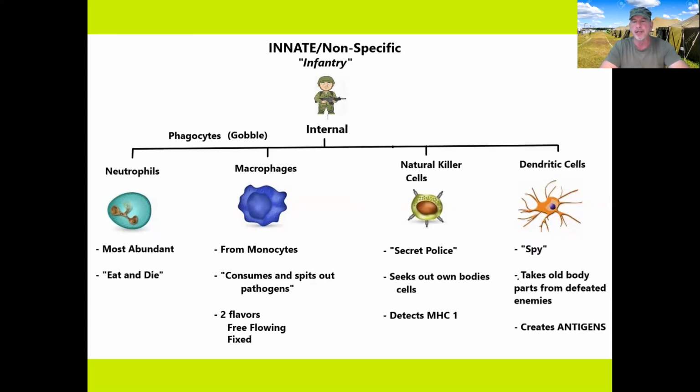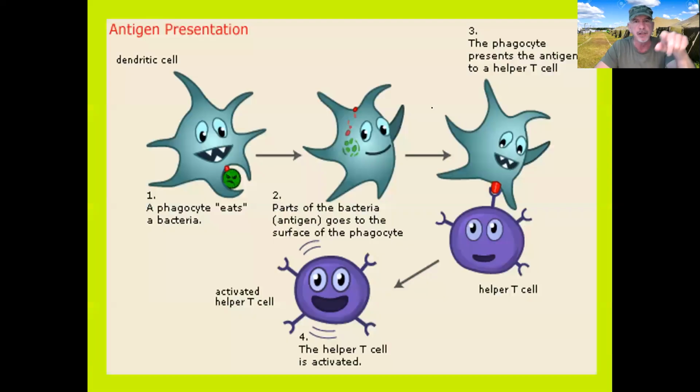Here we go. Takes old parts from defeated enemies and creates antigens and gives those antigens to the adaptive immune system. And here's a good example right here.